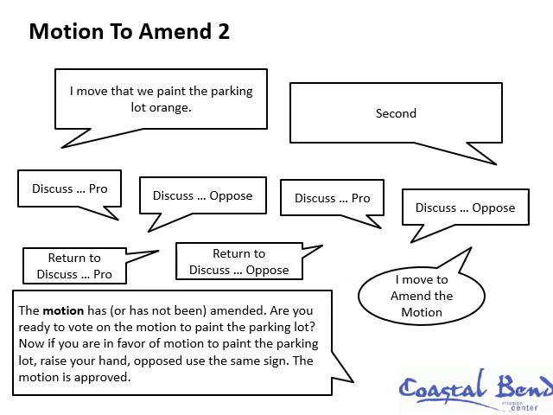Take a simple majority vote and the prevailing side, well, prevails. You either do or do not get an orange parking lot and possibly bright green striping for parking. This is how a motion to amend works.